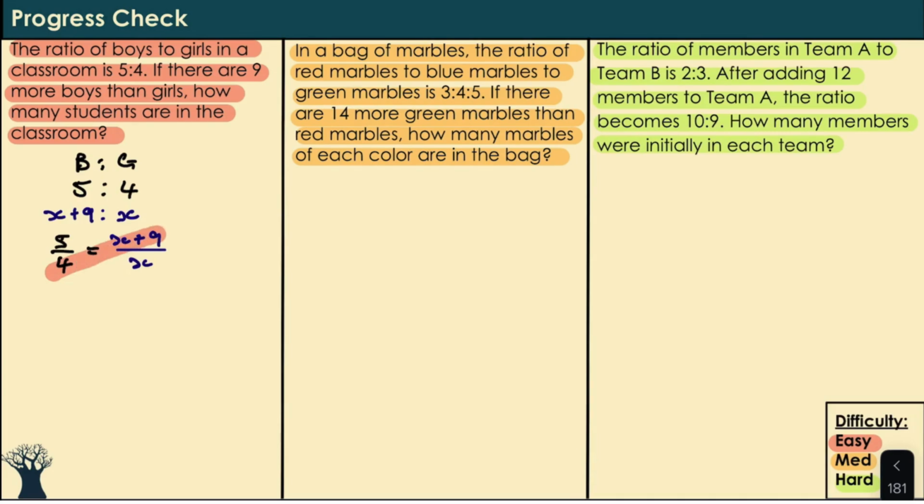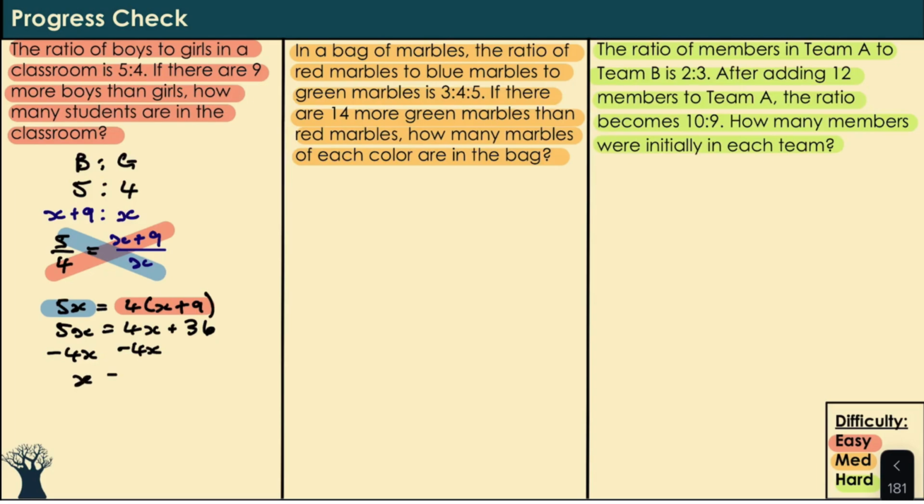We cross multiply. We multiply out the brackets, 4x plus 36. We subtract 4x on both sides. On the left we have x equal to, the 4x's cancel, 36. So solving for the boys and the girls.